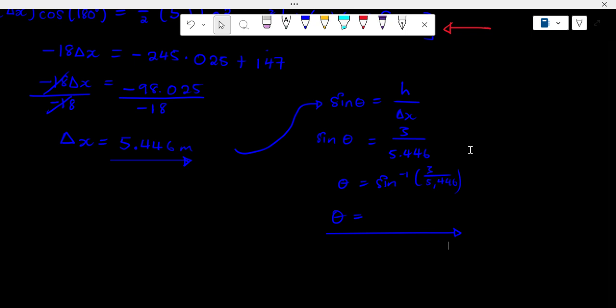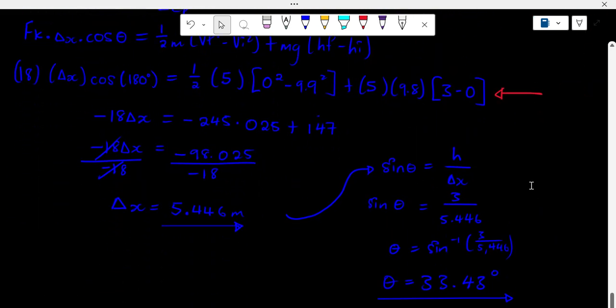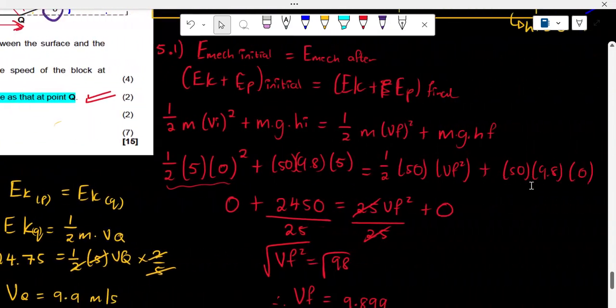So this is arcsine of 3 divided by 5.446, and I get a value of 33.43 degrees. Now that's my final answer. Now this one makes sense. I hope everything was fine besides the errors that I've made there, assuming that the mass was 50. But apart from everything else, I hope everything was clear.